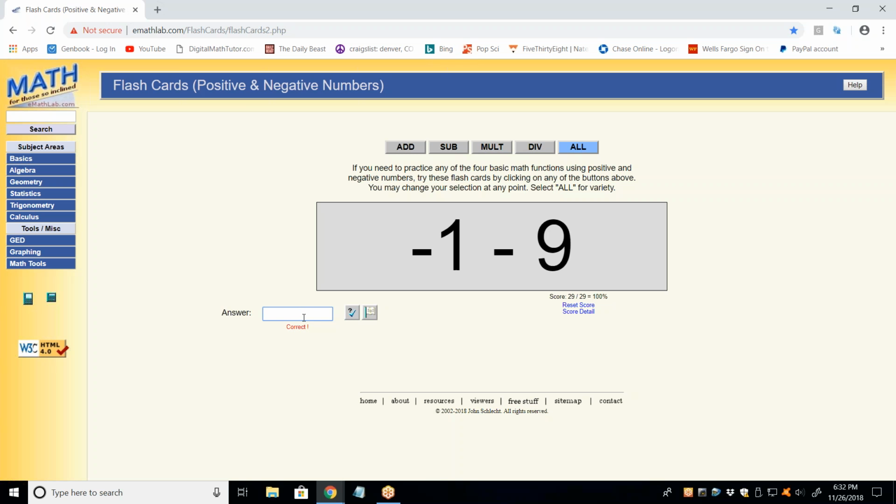What are you looking at? You're looking at a subtraction problem where there's another negative sign involved. 10. What? -10. Negative 10. -16. Okay, good. -12. There you go.